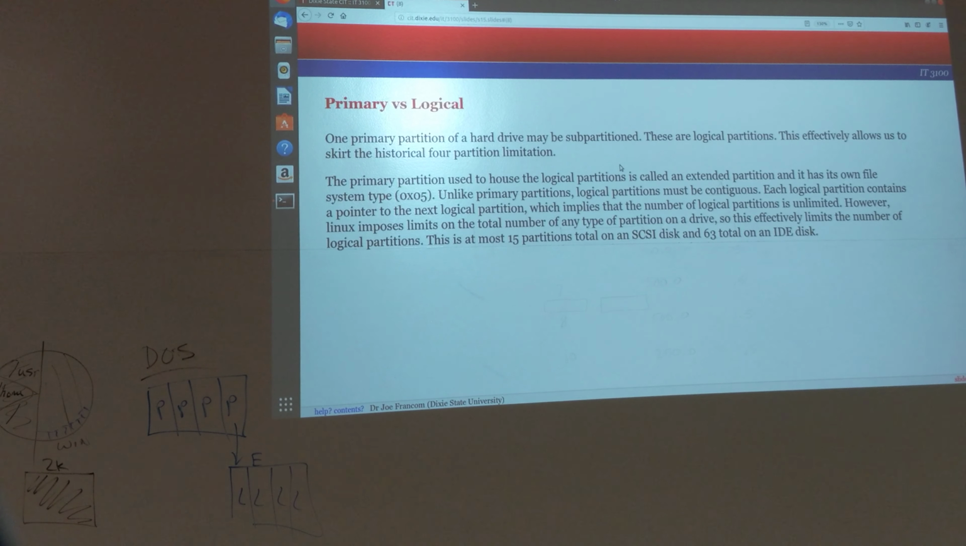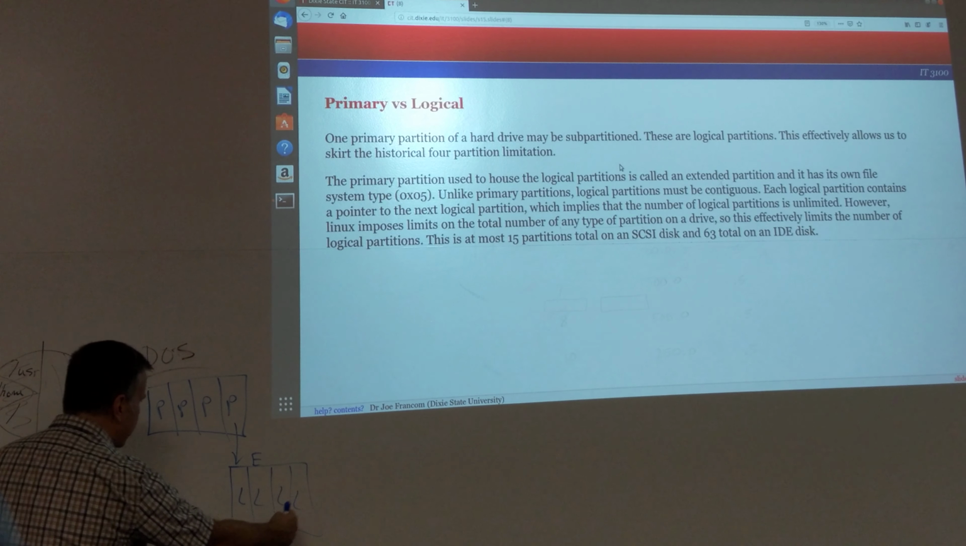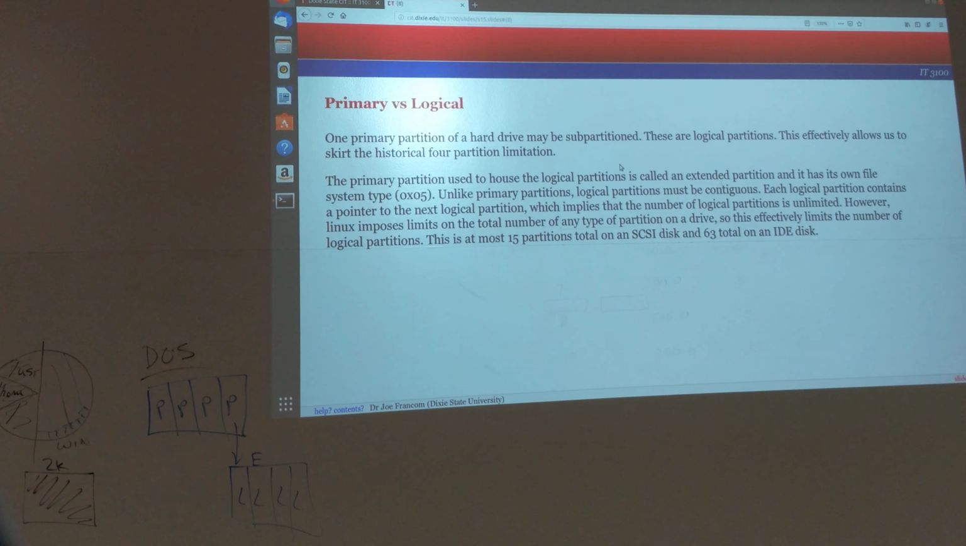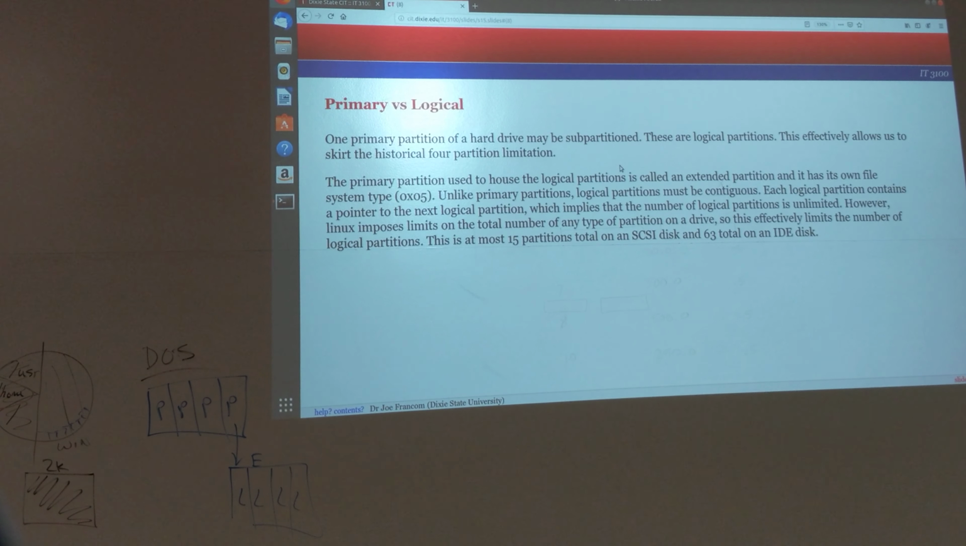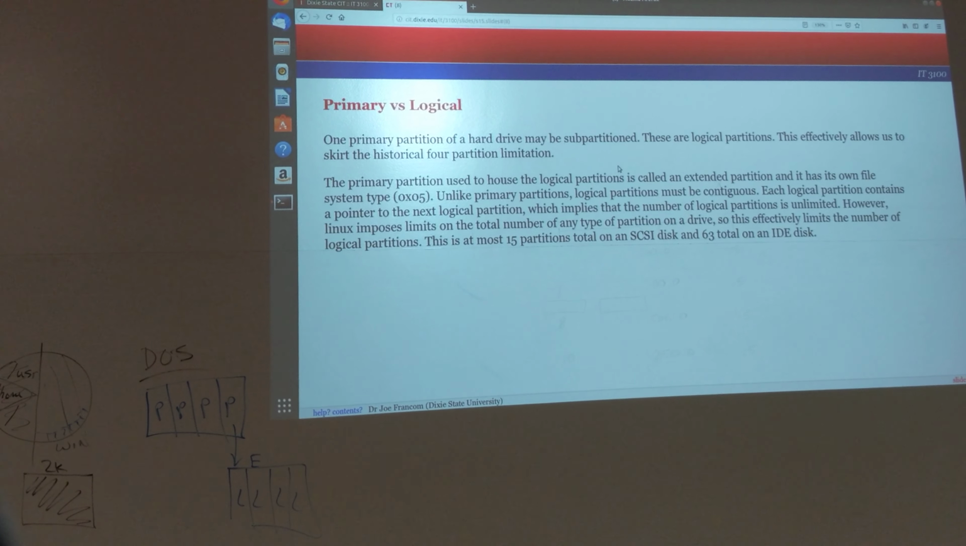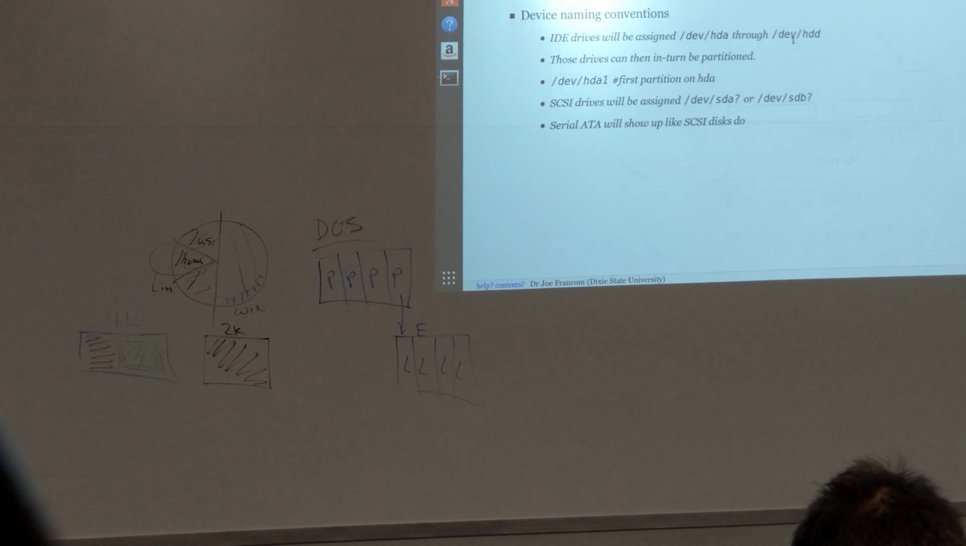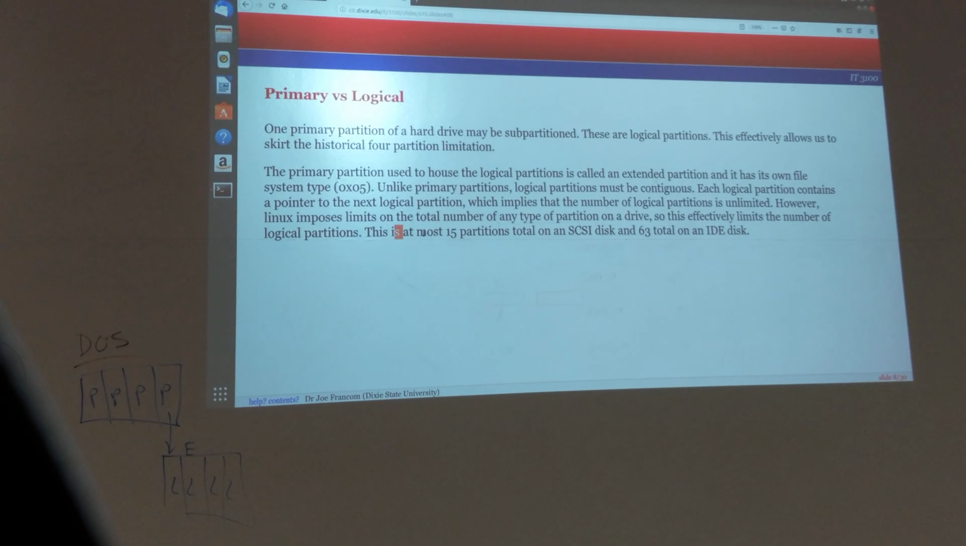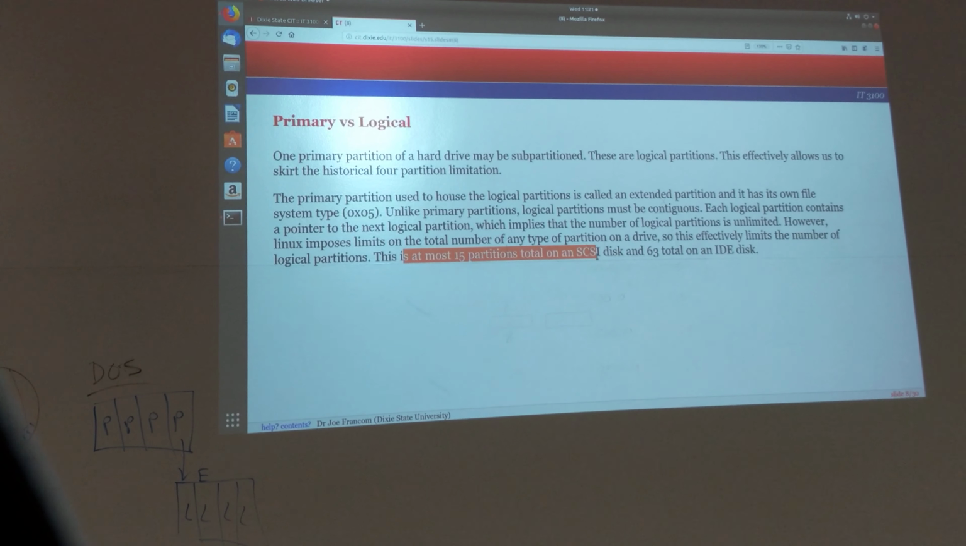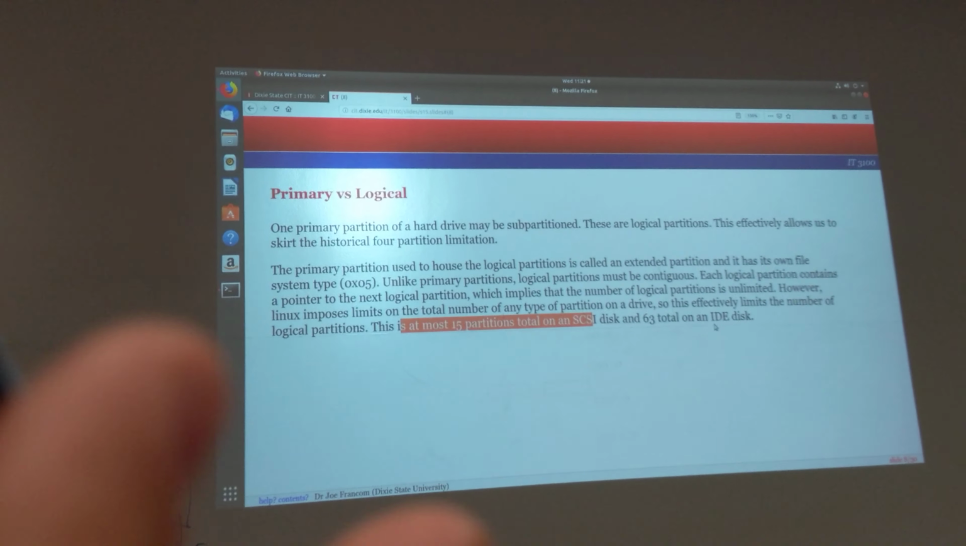Unlike primary partitions, logical partitions must be contiguous, meaning next to each other on disk. There is a finite number of logical partitions, and I might ask you a question on the test: 15 partitions total if you're using a SCSI disk, 63 on an IDE disk.